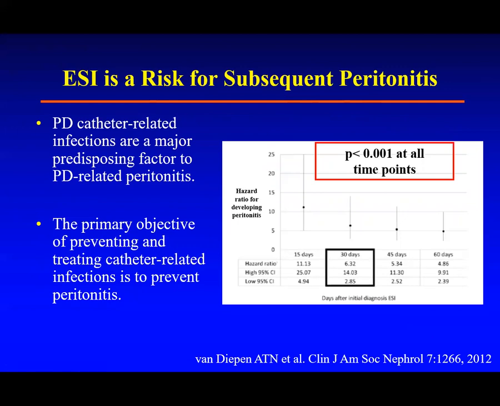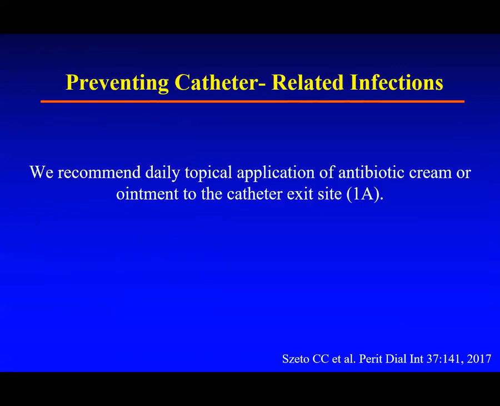Periluminal contamination, as I mentioned, with an exit site infection is a risk for peritonitis. And here you can see that information clearly diagrammed, that the hazard ratio for developing peritonitis within 15 days of an exit site infection is tenfold. And even within 60 days of a prior exit site infection, remember that exit site infection may not be fully eradicated. So if the infection began, for sake of discussion, on January 1st into February, there is still a risk for subsequent peritonitis.